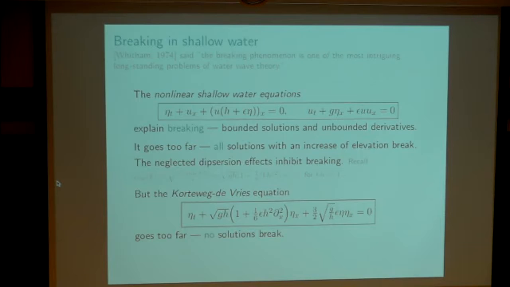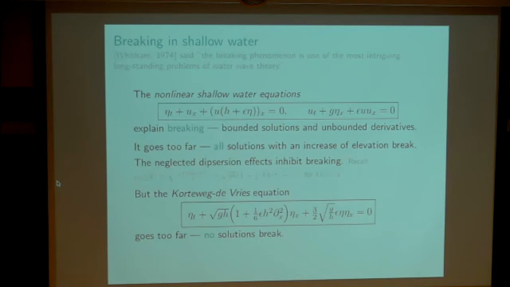But the KdV theory goes too far again. Now, no solutions break. And this is happening maybe because the KdV dispersion is too good to be true. Well, for shallow water, long waves, when k times h is small, then the KdV dispersion will approximate the water wave dispersion. But when k times h becomes large, then the KdV dispersion behaves completely differently from the water wave dispersion.